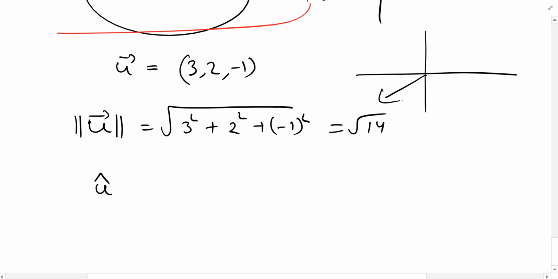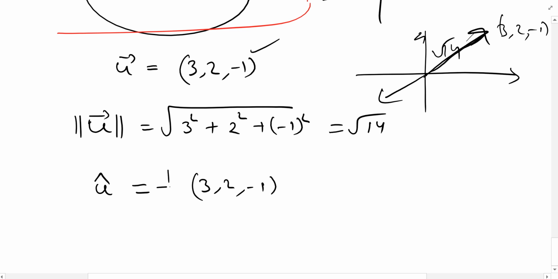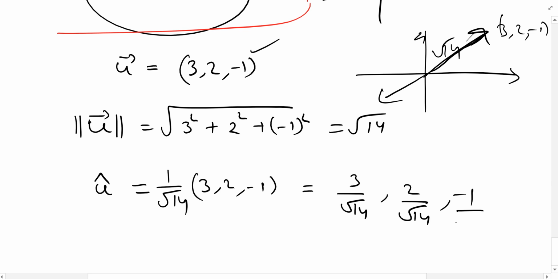Let's assume we have a 3D space and this point is in 3D. Hypothetically, let's say this is the vector 3, 2, negative 1, and its length is not 1, its length is this. So if you divide the vector by its length, it's going to be a unit vector. So the whole vector divided by its length is 3 over square root of 14, 2 over square root of 14, and then negative 1 over square root of 14.